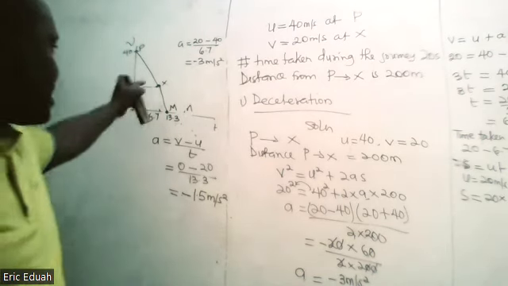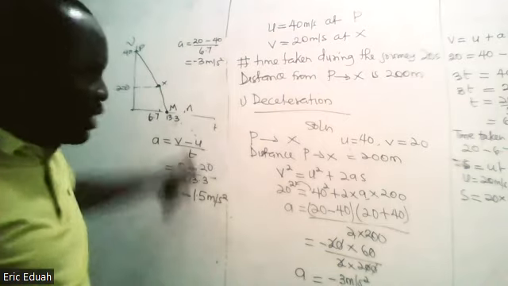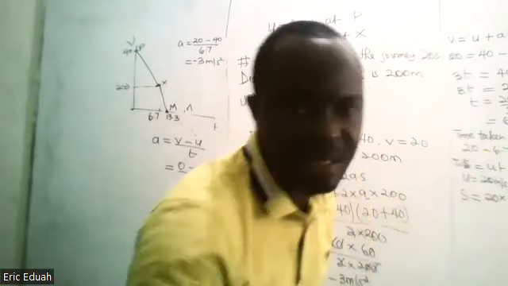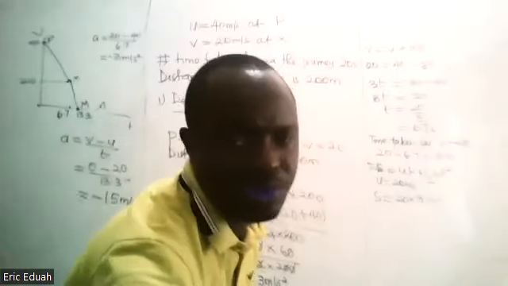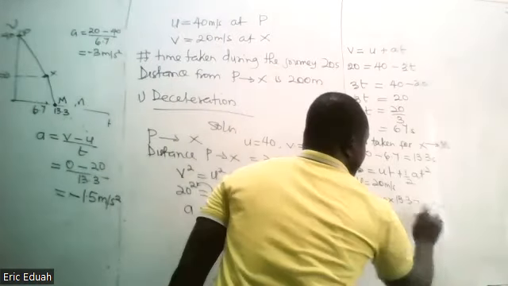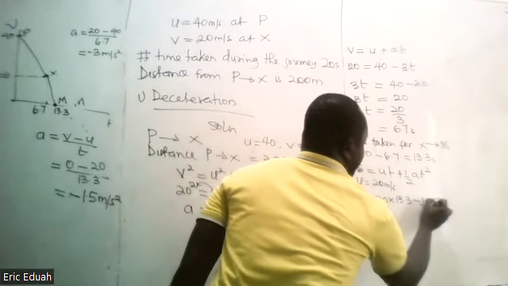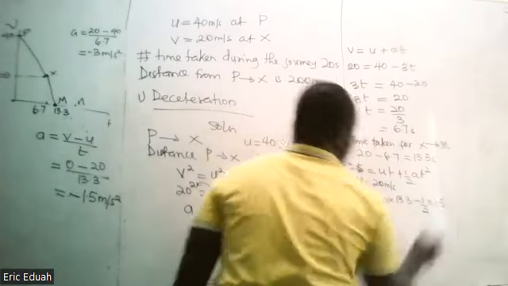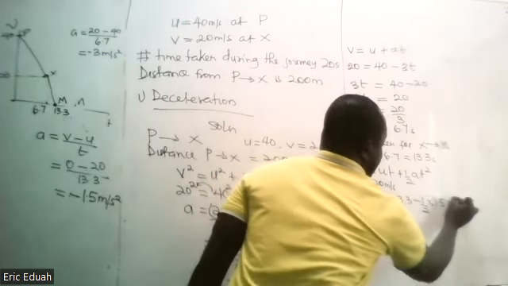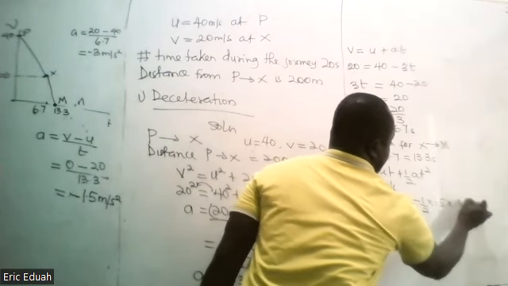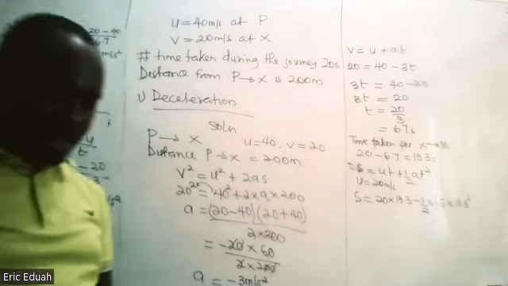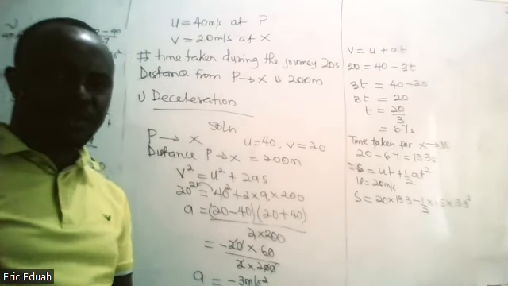Having calculated for the deceleration from x to m, then we can go ahead to calculate for the distance. Let me adjust the screen once more. We can go ahead to calculate for the distance. Half by 1.5 times 13.3 squared. Please put them together and then give me the feedback.